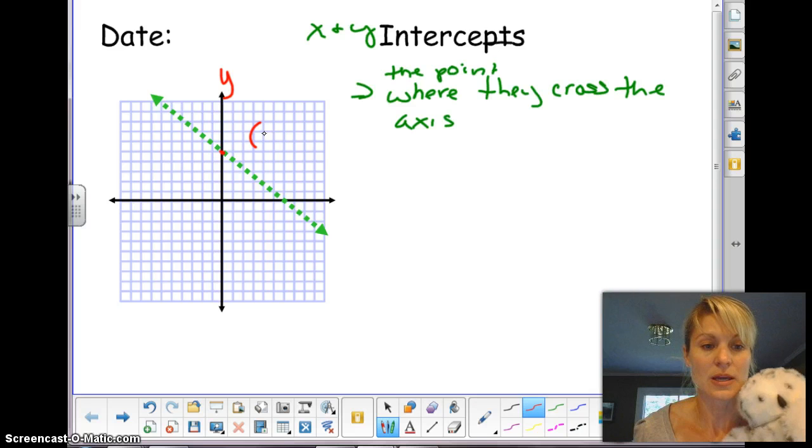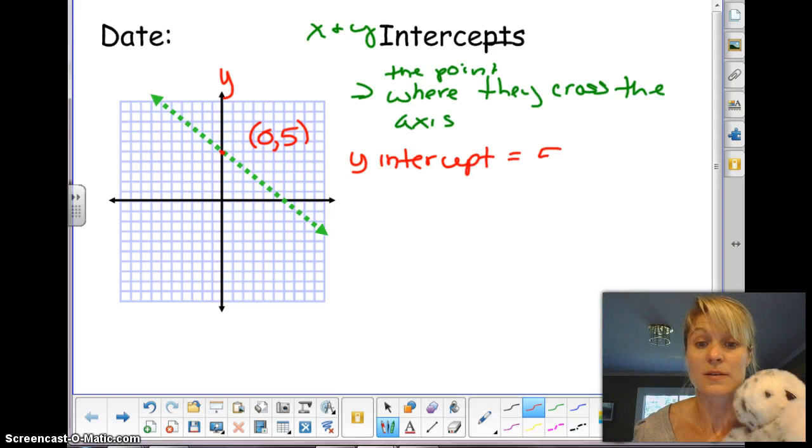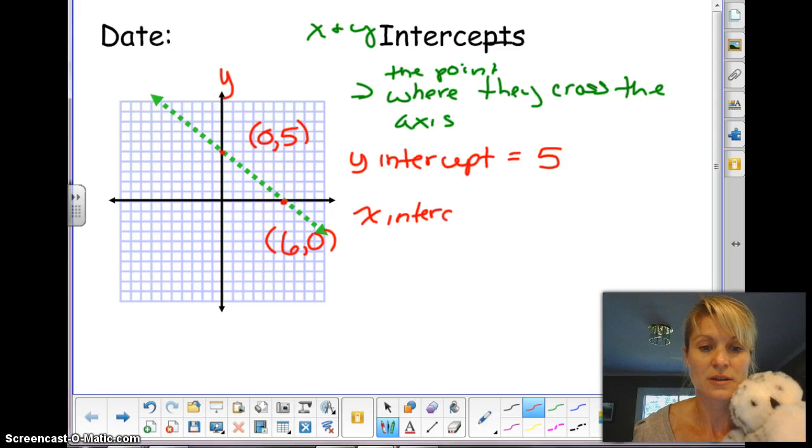So that is going to be over 0 and up 1, 2, 3, 4, 5. So we can say the y-intercept is 5. Okay, and then the x-intercept is here, and that is 1, 2, 3, 4, 5, 6. So it's over 6 and up 0. So we can say the x-intercept equals 6. But the coordinate is (6, 0), okay?